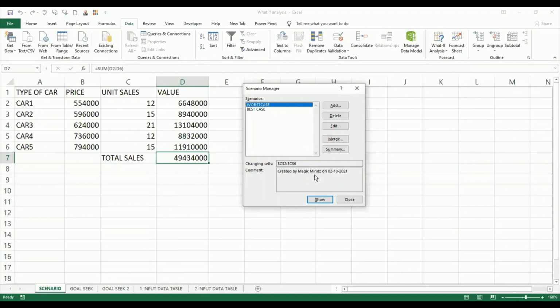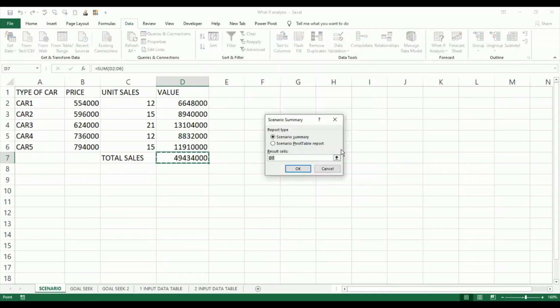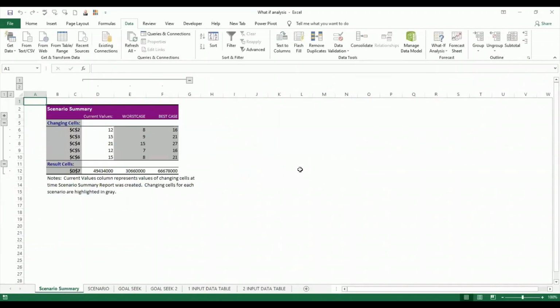So I created my 2 scenarios, the worst case and the best case. And now I need to generate a report. So over here, there's an option known as summary. I'm going to click on summary and he says, okay, we are creating a scenario summary for you. And what's the resulting cell? What is going to be the most important factor? And very clearly, it is the total sales. End of the day, that's what we are trying to analyze. And I say, okay to it. And there you go. A fresh sheet is getting created with a scenario.